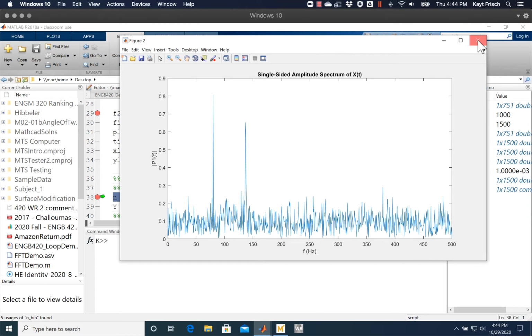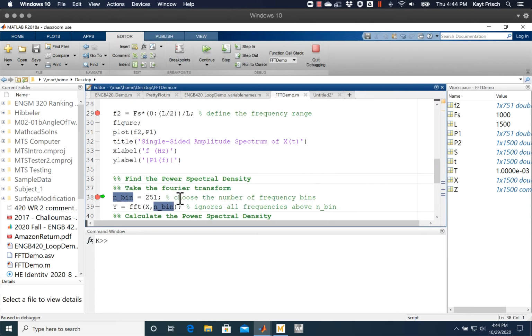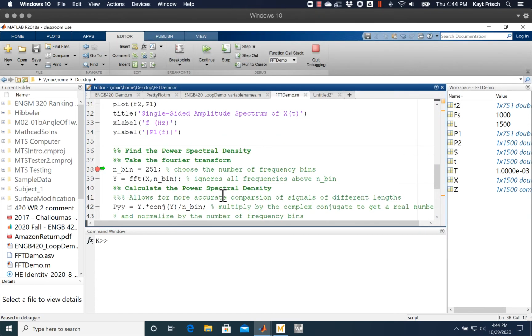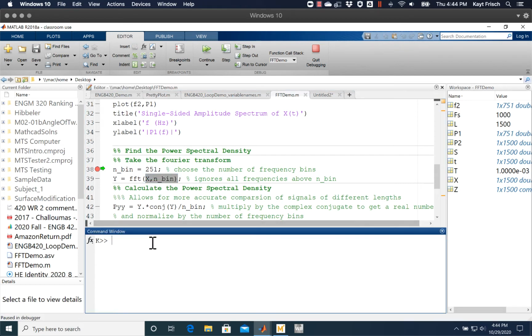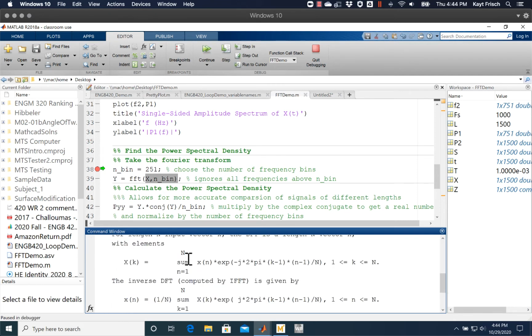So to calculate the power spectral density for a signal, we're going to again take the Fourier transform. This time I'm going to use the Fourier transform command a little bit differently. I'm going to choose the number of frequency bins, and just as a reminder, if you ever need help on a command, you can type help at the command window, or you can go up to the help navigator.